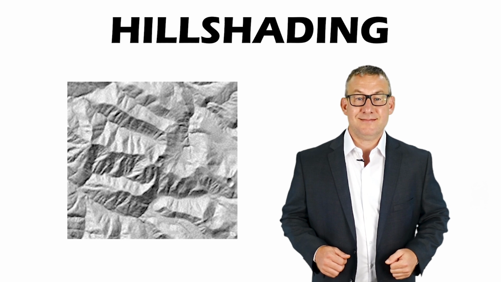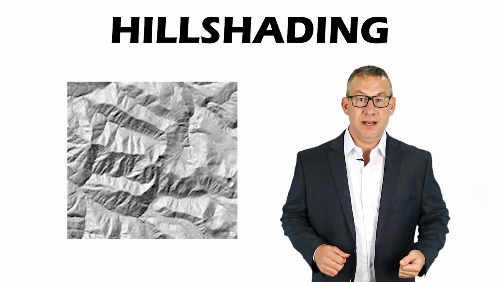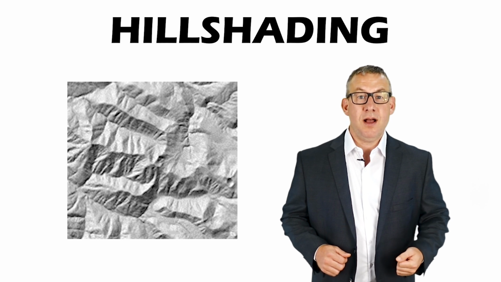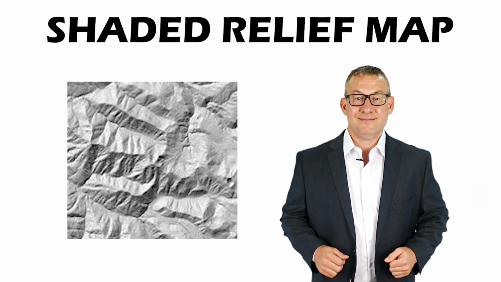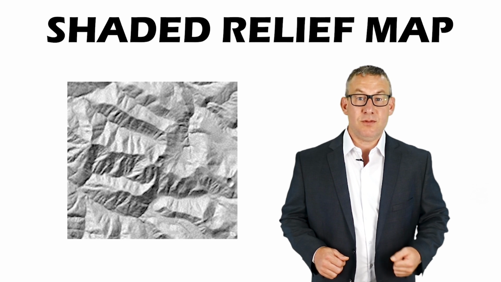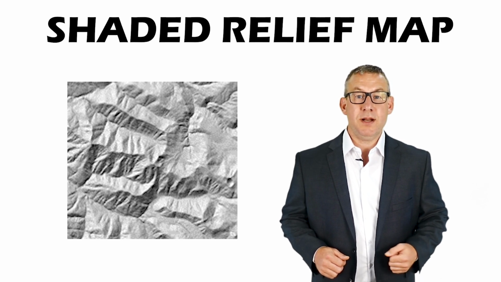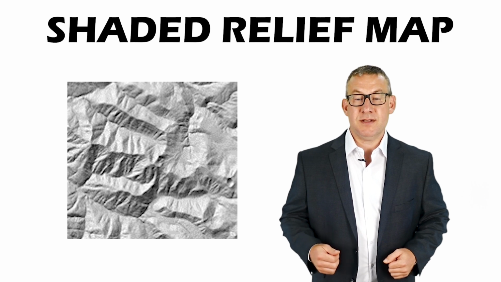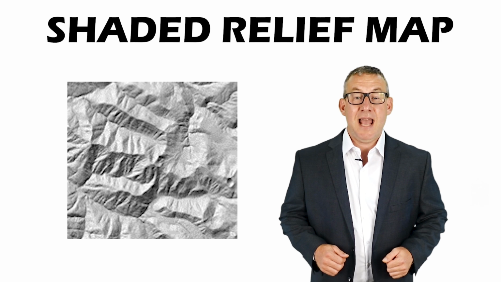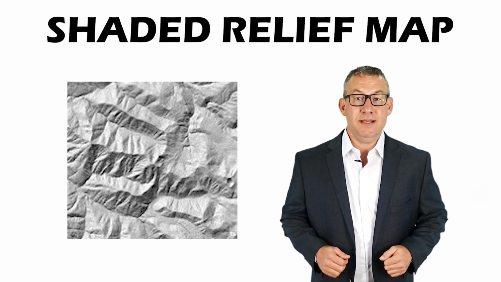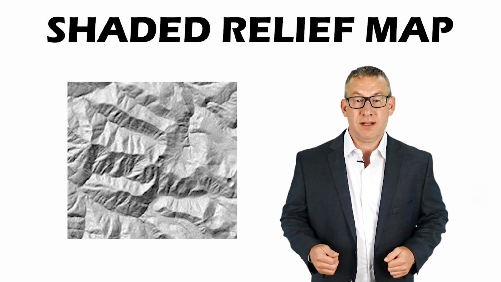Hill shading. Hill shading shows the topographical shape of hills and mountains using shading. A shaded relief map. A shaded relief map is a depiction of terrain brightness given a terrain surface and sun location. A shaded relief map is developed from a DEM and a model of light reflectance.